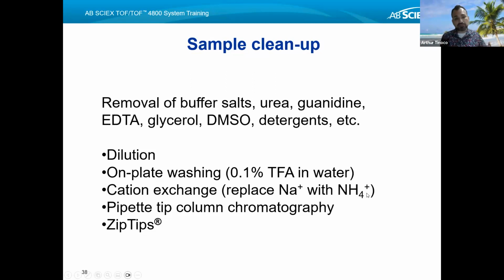Ammonium flies better in mass spec. Another thing is to use columns, but ones that are tip columns. For instance, today I was just showing a student in my lab how to use a ZipTip. A ZipTip is essentially a column with which one can clean up samples by reverse phase chromatography.